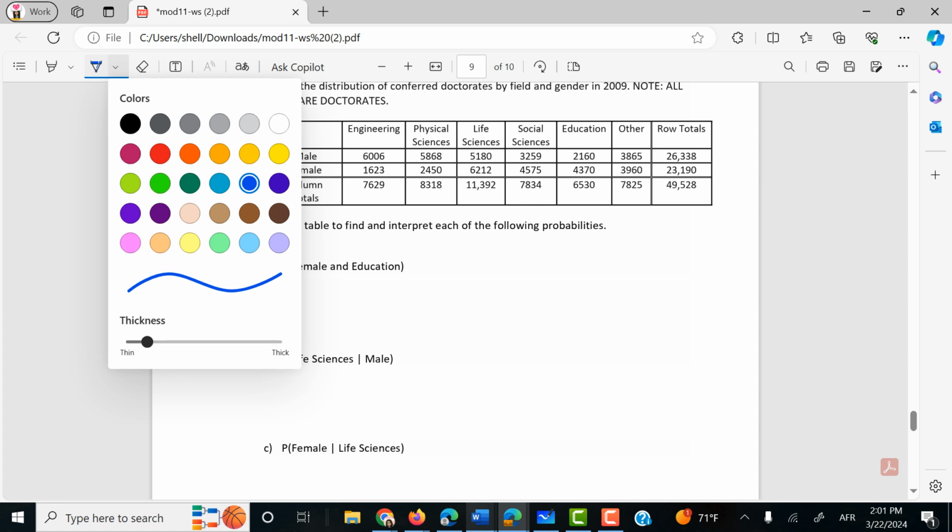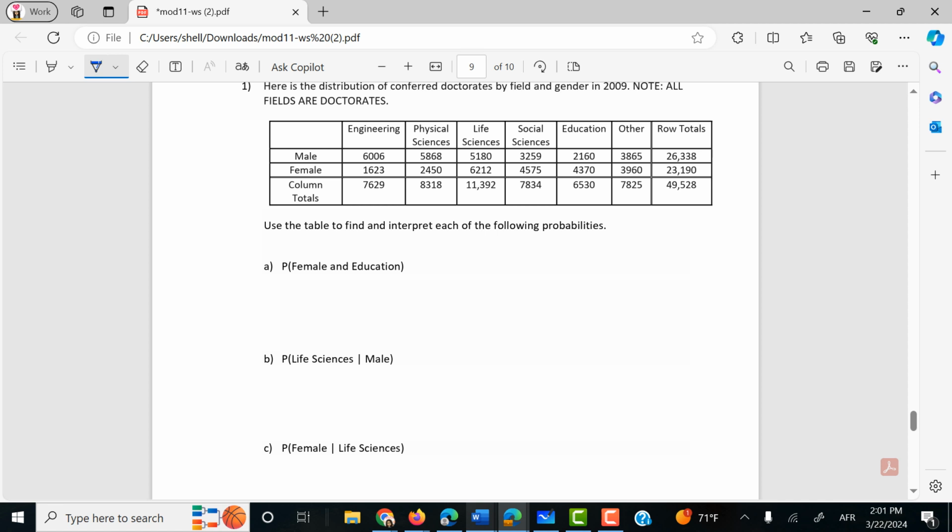The row totals here, this top one right here, 26,338, are the total number of males in this study. The 23,190 stands for the total females in this study. Then looking at the column totals, 7,629 were the total number of doctorates in engineering, 8,318 for the physical sciences, etc.